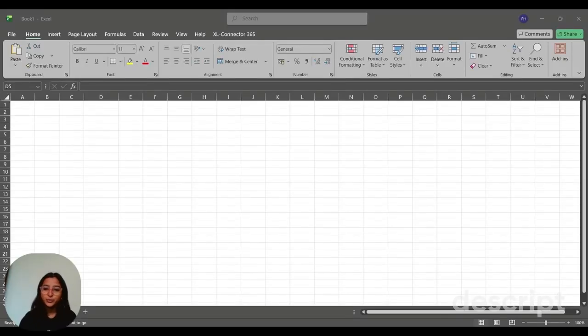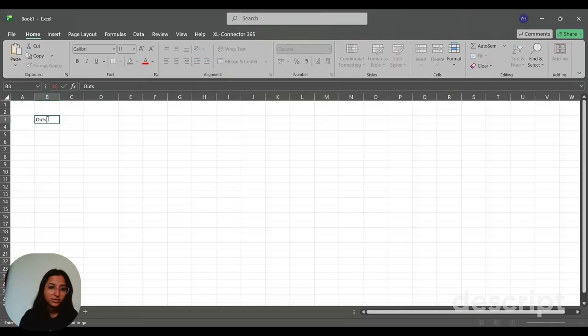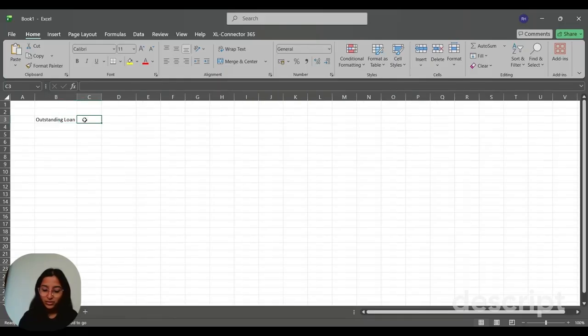Welcome everyone. In today's session, we are going to understand exactly how an amortization schedule works using a simple but very real example. We will take a loan of 50 lakhs. So, just write it here. The outstanding loan, which is rupees 50 lakhs.